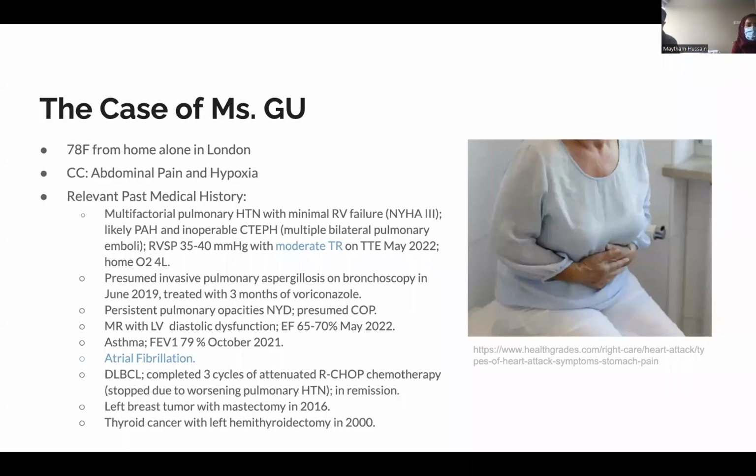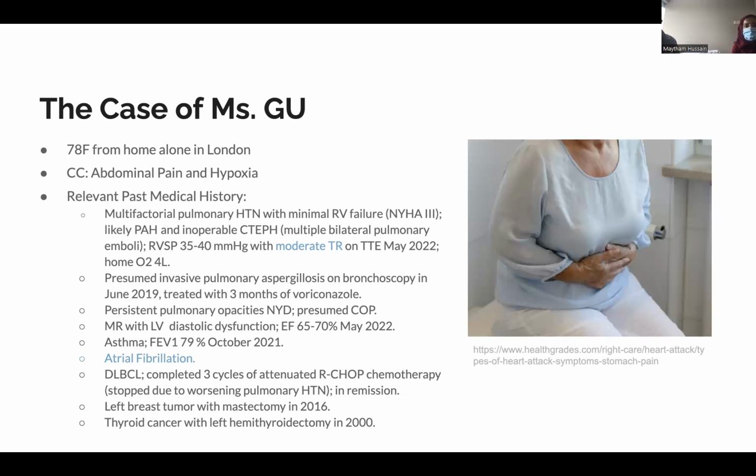So Miss GU is a 78-year-old female from Home Alone in London, who presented with diffuse abdominal pain and hypoxia. As you can see from her past medical history listed here, she is quite comorbid. She does have a history of multifactorial pulmonary hypertension with minimal RV failure, NYHA class 3. She is followed by Dr. Mehta, who believes that this is likely pulmonary arterial hypertension and inoperable CTEPH.